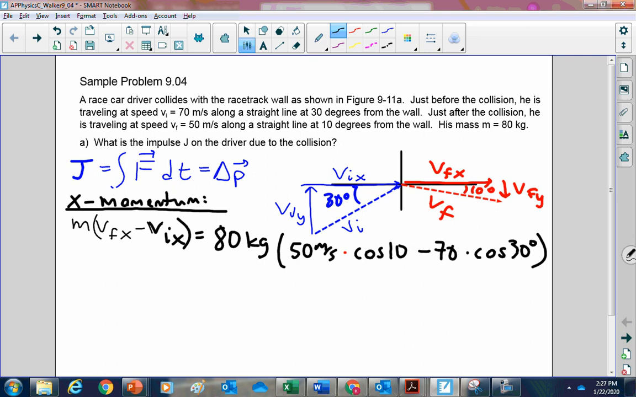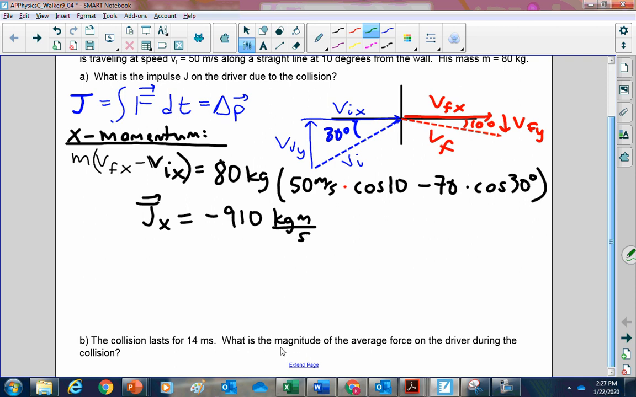Okay, so when I do all that math, I get that the change in momentum in the x direction is negative 910 or 911, but for sig figs, I'll just go with 910 kilogram meters per second. And then in the y direction, I'm going to repeat this process, and let me give myself some more space here.